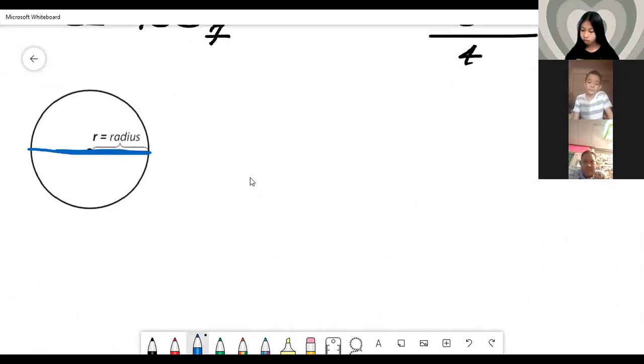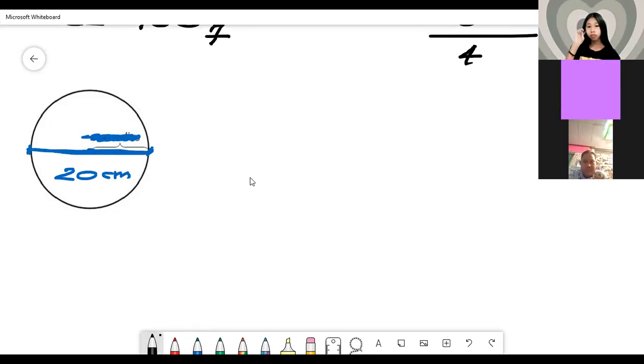Let's try that one. Diameter. The diameter of circle D is 20 centimeters. From here to here, that is what we call diameter. And there is a center point here, which is center point D, of the circle D. So that is the given.